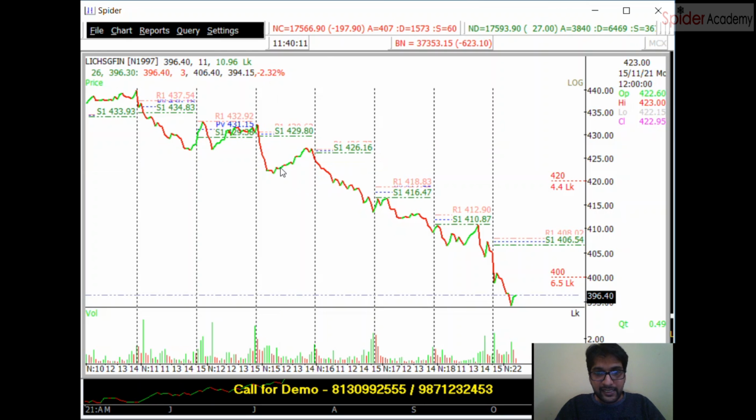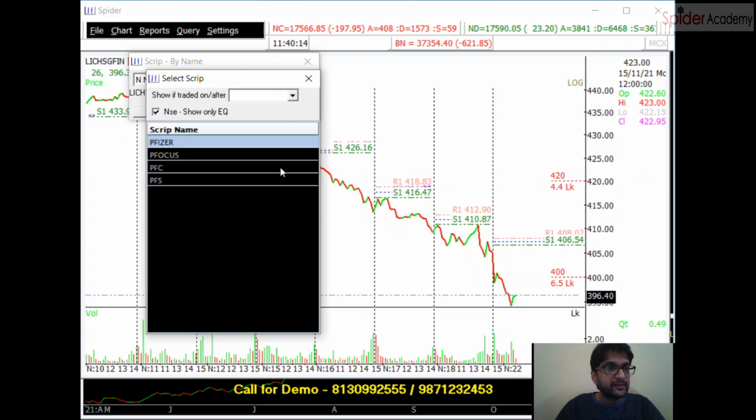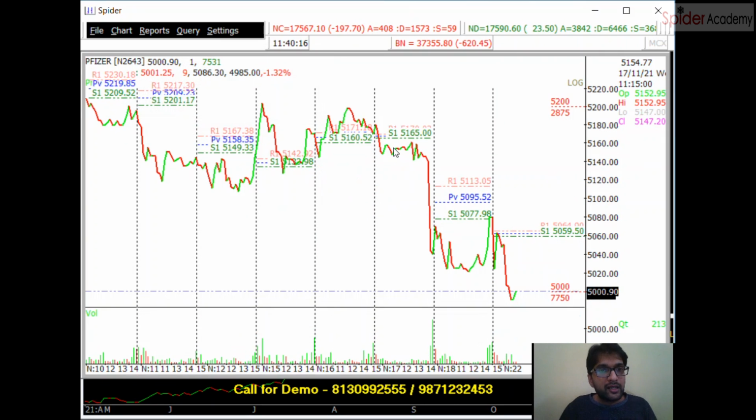Let's take another example, like Pfizer. You can see here on the 17th of November, S1 and R1 are within the range of the previous S1 and R1, and you can see the momentum, with the price falling from 5160 to 5040. So it's very good momentum in the intraday, and we can catch it easily with the scanner provided in the software, right?